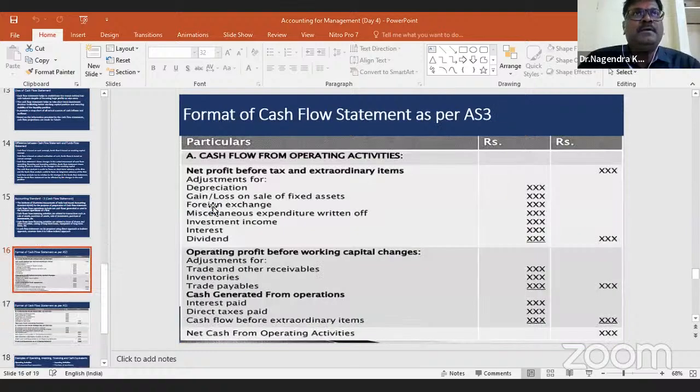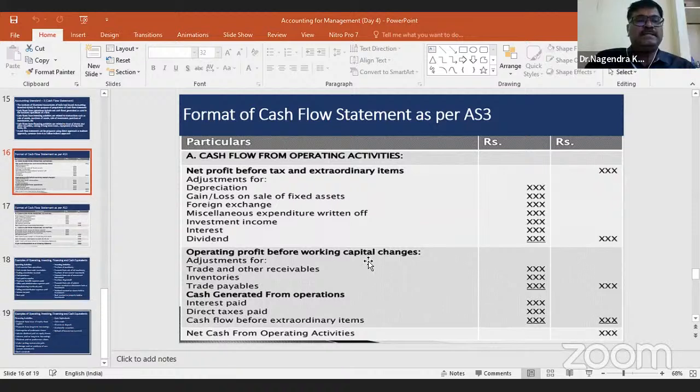Here also we have to make adjustments for the non-current assets. We have to make those adjustments and we have to look at each item given in the balance sheet so that we will understand the movement of cash inflows and outflows.